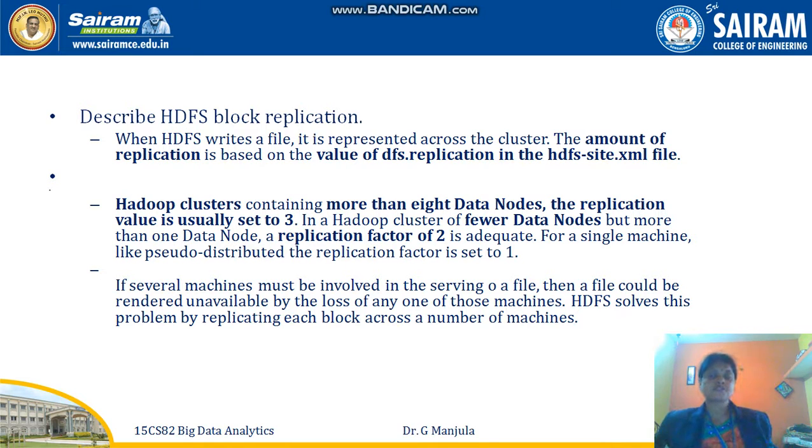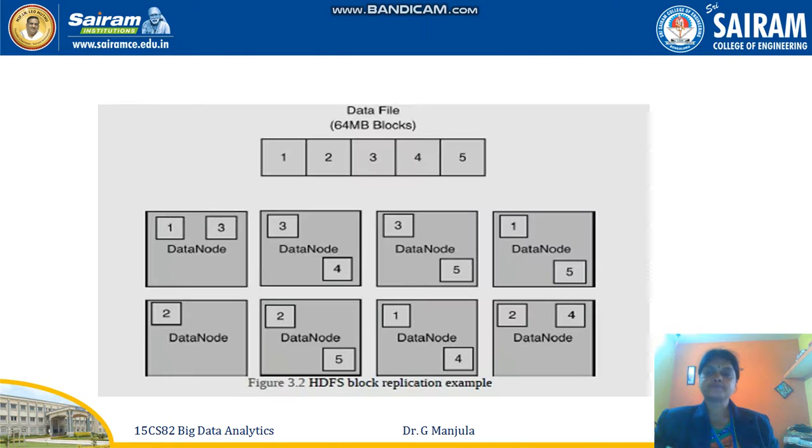Several machines may be involved in storing the several blocks of a file. Then a file could become unavailable through the loss of any one of these machines. HDFS solves this problem by replicating each block across a number of machines. I will explain this with one diagram.